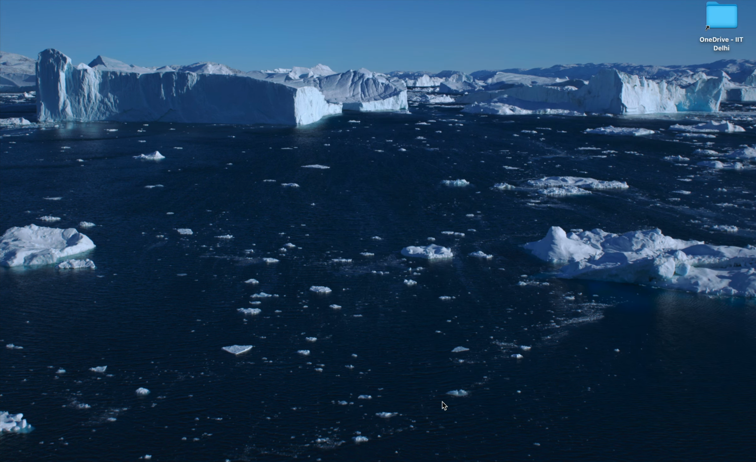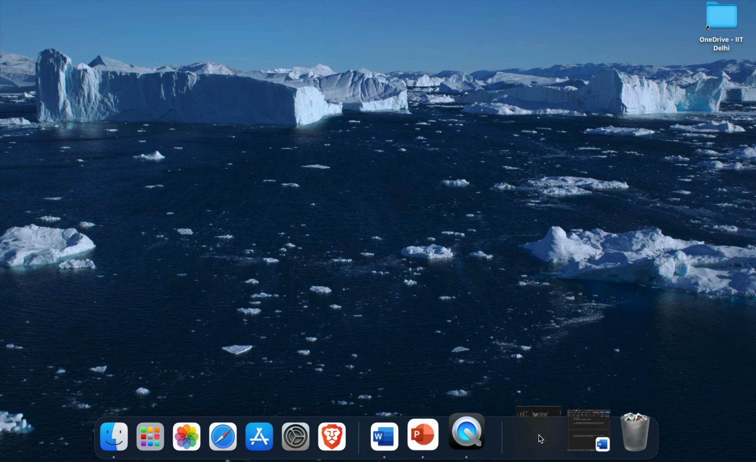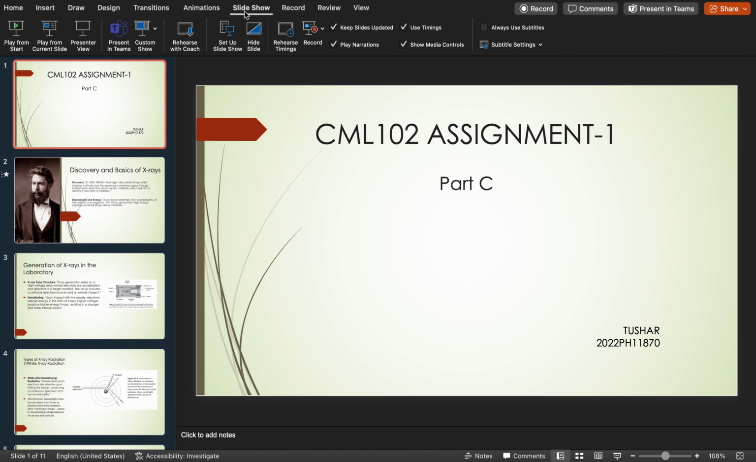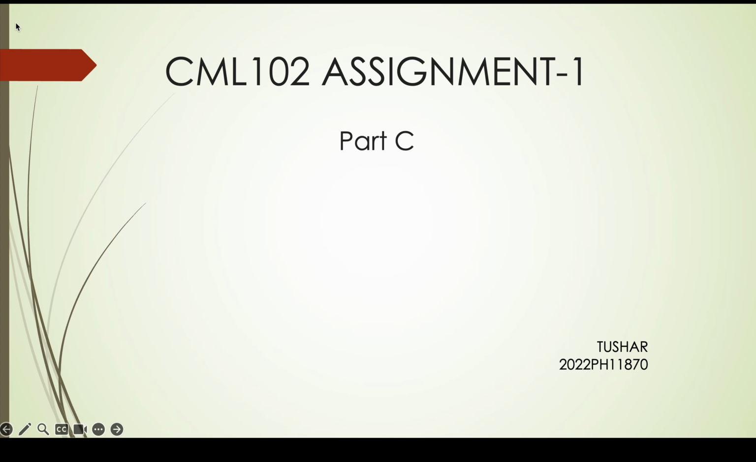So let me go over my slides and show you. So here is my slide. Let's go to slideshow, play from the start. So here is my assignment, CML-102 assignment 1 part C. It is presented by me. My name is Tushar. So let's begin with the presentation.